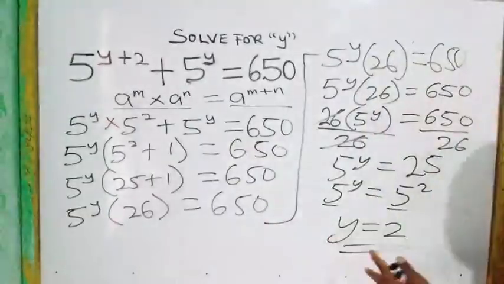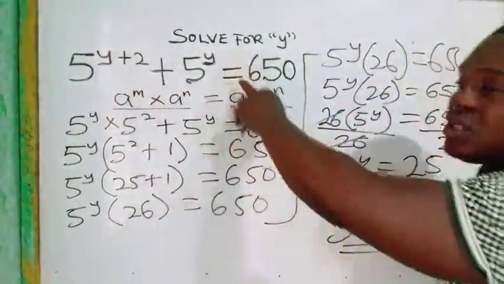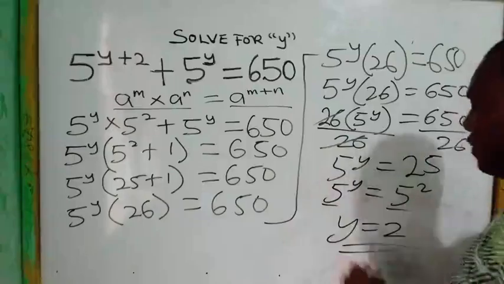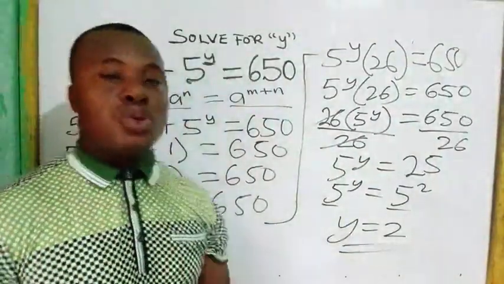So at the end, this equation, which is 5 raised to the power y plus 2 plus 5 raised to the power y equal to 650, our answer is y equal to 2.